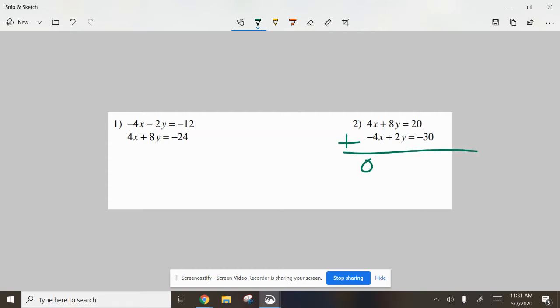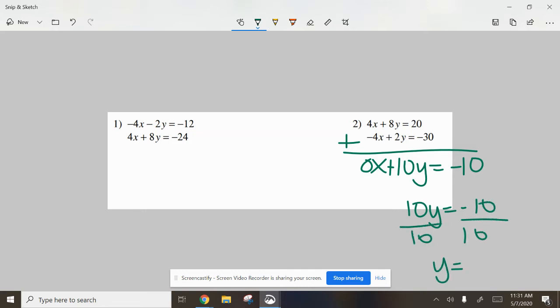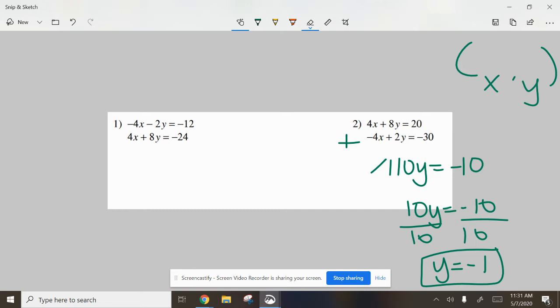As you work, you get 0x here. Then you get plus 10y, and then you get -10. If you have 10y equals -10, you divide by 10. y equals -1. If your y equals -1, again, we're going to plug in our x and our y. It just so happened this time that we solved for the y on both of these. y was -1. I'm going to write that up there.